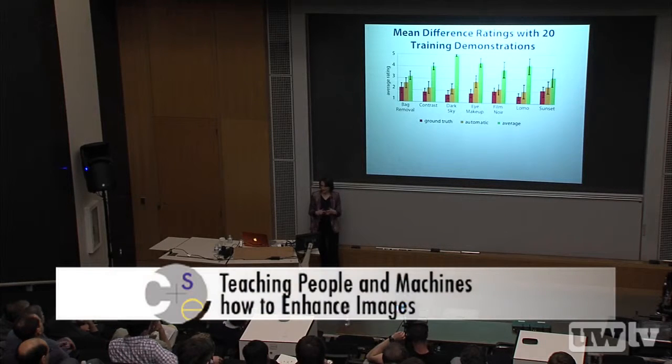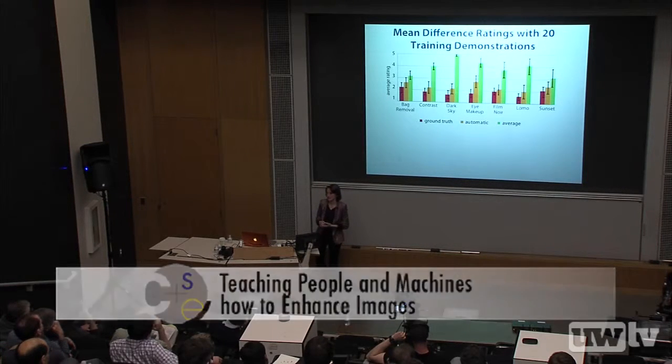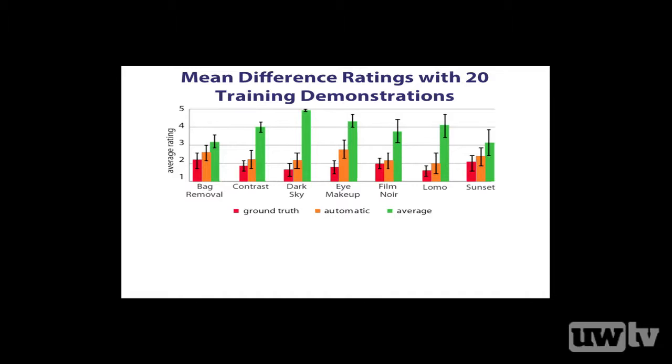So here are the results. The x-axis indicates the 7 manipulations, and the y-axis indicates the average user rating. And remember that lower bars are better. We found that our automatic technique is given significantly higher ratings than our strawman, the average result shown in green. And it's also given ratings that are similar to the ground truth ratings shown in red.